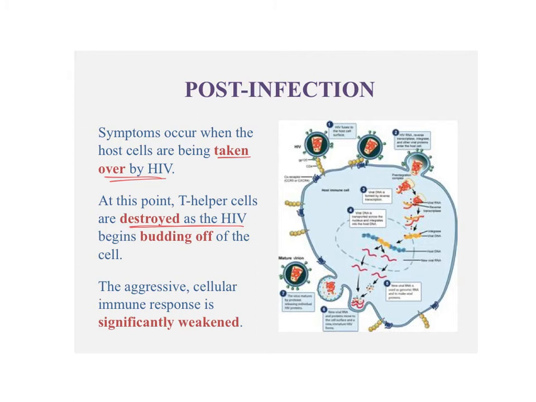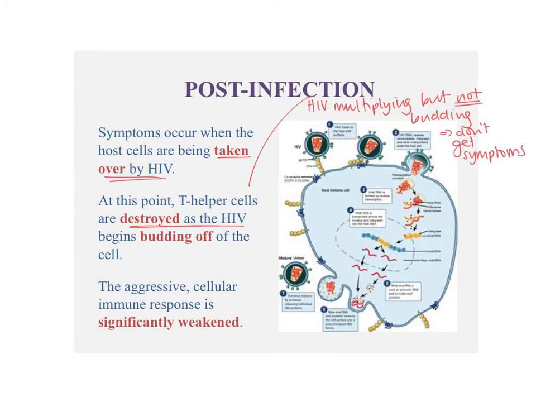So all the time, the HIV is just multiplying inside the cells. So HIV multiplying, but not budding. Then we don't get symptoms. But as soon as you've got those HIV molecules starting to bust out of those host cells, or budding off, which is probably the more scientific way to say busting out, you're going to start getting those symptoms coming through like wildfire.